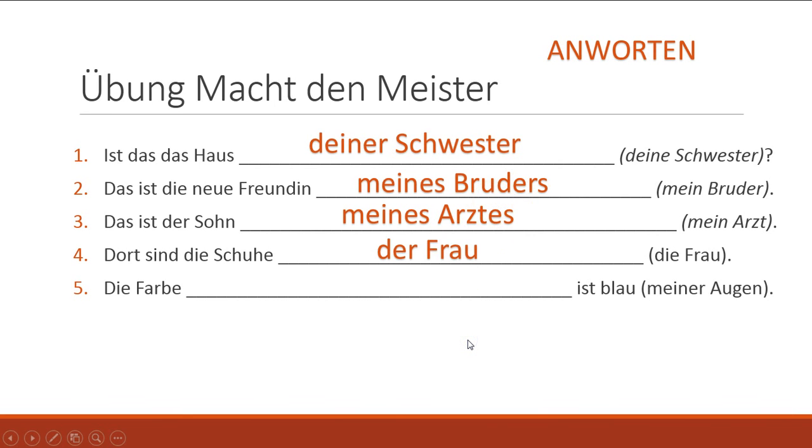Dort sind die Schuhe der Frau. Frau is feminine. Feminine genitive. Die Farbe meiner Augen ist blau. And that was my fault. That should have been just meine, so I made a mistake. So plural, eyes, er ending.